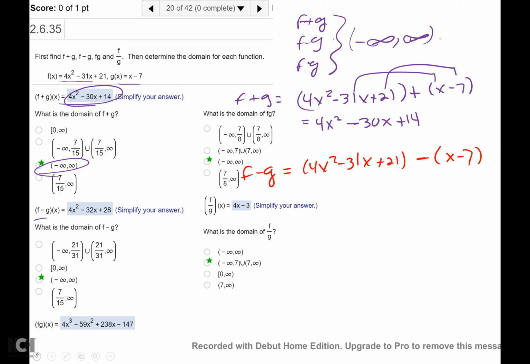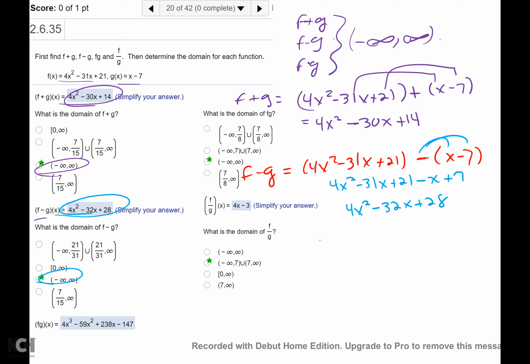Dang, I skipped about 10 slides there. Subtraction you have to be careful of. You're gonna have to distribute that minus, so it's gonna be 4x squared minus 31x plus 21 minus x plus 7. So that would give me 4x squared minus 32x plus 28. And there's your subtraction. Again, domain is all real numbers.